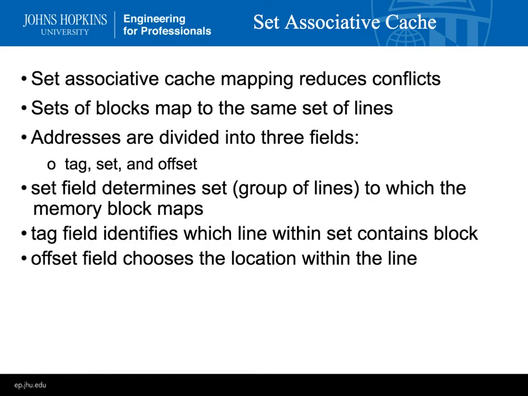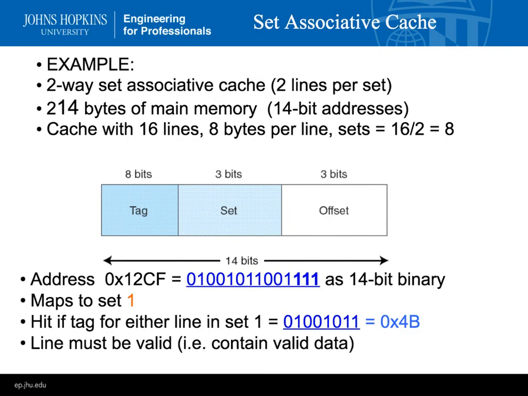Okay, so the third option is somewhere between fully associative and direct map, and it's called set associative. And so we have sets of blocks that map to the same set of lines. You can think of fully associative as one set, and we'll see how set associative works. So two-way set associative means that there are two lines in a set. So each set has two cache lines in it.